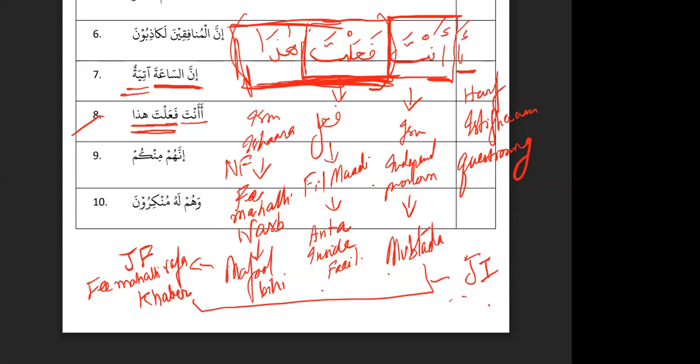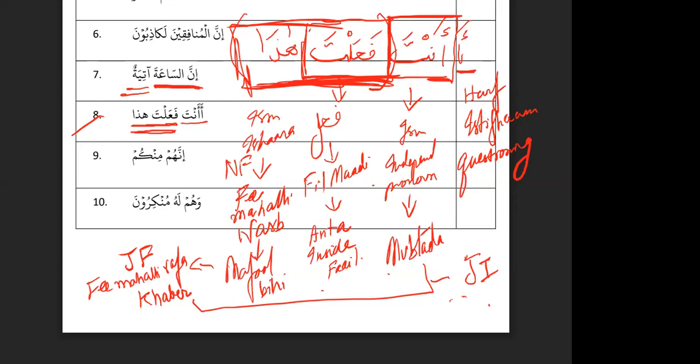Haza. Fa'alta hada is maful bihi. That is part of the jumla failure. But the whole jumla failure is acting as a khabar. The components of a sentence can have status, but the sentence as a whole does not have status.